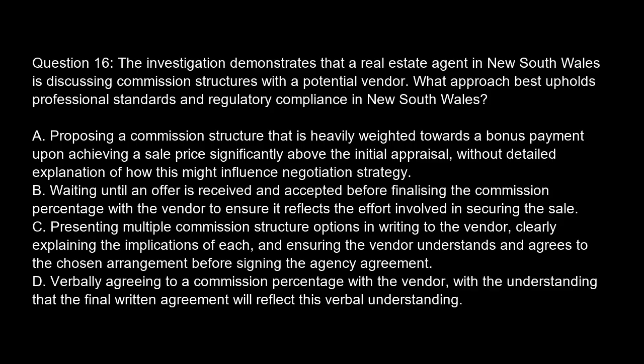Option B. Waiting until an offer is received and accepted before finalizing the commission percentage with the vendor to ensure it reflects the effort involved in securing the sale. Option C. Presenting multiple commission structure options in writing to the vendor, clearly explaining the implications of each, and ensuring the vendor understands and agrees to the chosen arrangement before signing the agency agreement. Option D. Verbally agreeing to a commission percentage with the vendor, with the understanding that the final written agreement will reflect this verbal understanding.